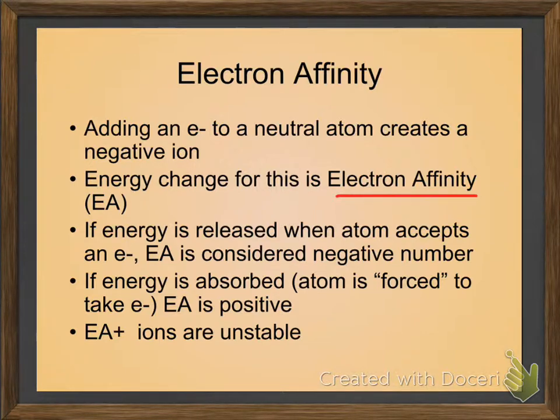If energy is released when the atom accepts an electron, we consider that atom to have a negative electron affinity. If energy is absorbed, that's a different problem. That means you're forcing the atom to take an electron. The electron affinity is a positive number, and that's not stable. Let's look a little bit more closely at why that is.